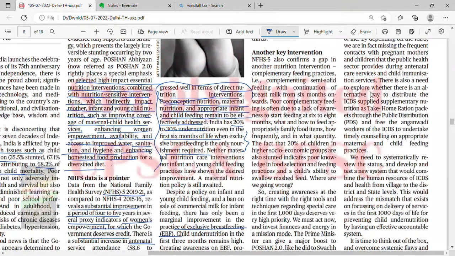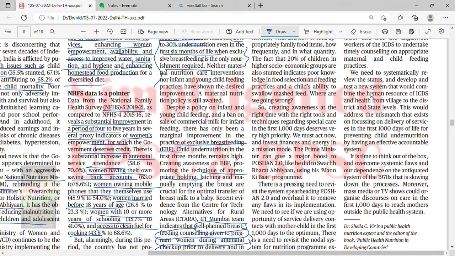Another key intervention is complementary feeding practices, that is, complementing with semi-solid feeding along with continuation of breast milk from 6 months onwards. Poor complementary feeding is often due to lack of awareness to start feeding at 6 to 8 months, what and how to feed appropriately, family food items, how frequently and in what quantity. The fact that 20% of children in the higher socioeconomic group are also stunted indicates poor knowledge in food selection and feeding practices, and the child's ability to swallow the mashed food.